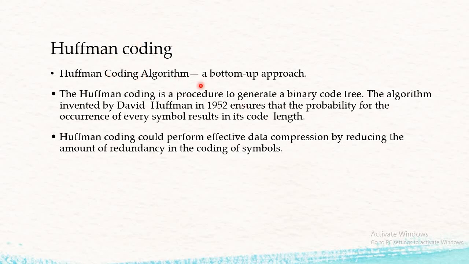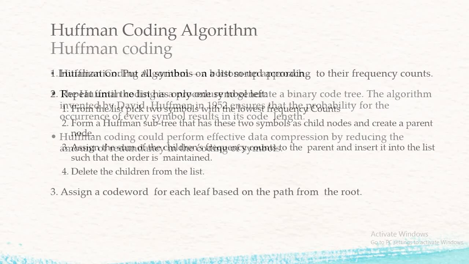The Huffman coding algorithm is a bottom up approach. Huffman coding is a procedure to generate a binary code tree. The algorithm was invented by David Huffman, that's why its name is Huffman coding. In 1952, he ensured that the probability of occurrence of every symbol determines its code length. Huffman coding could perform effective data compression by reducing the amount of redundancy in the coding of a symbol.